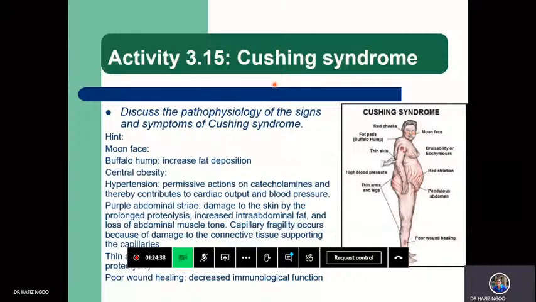Okay, so far, any question about the synthesis of cortisol? Anyone, any questions? No? Doctor, yes.